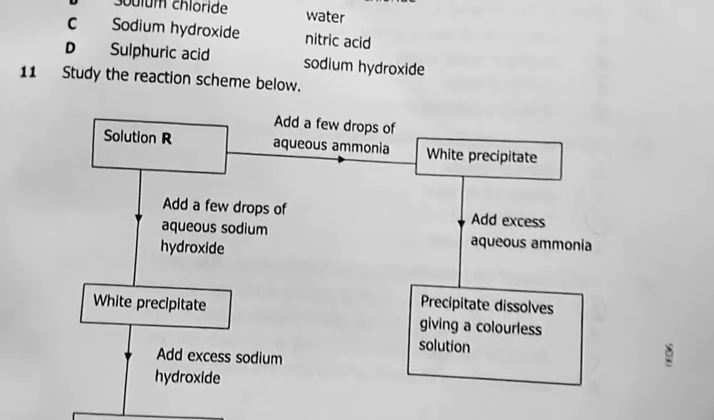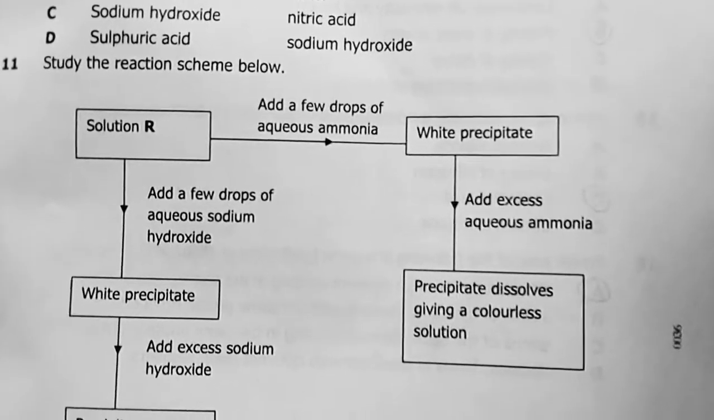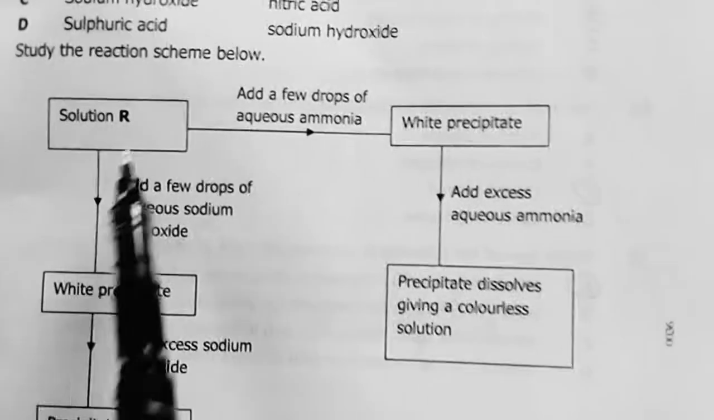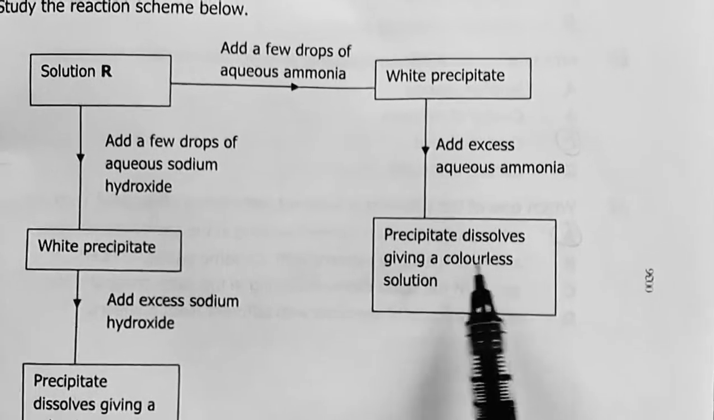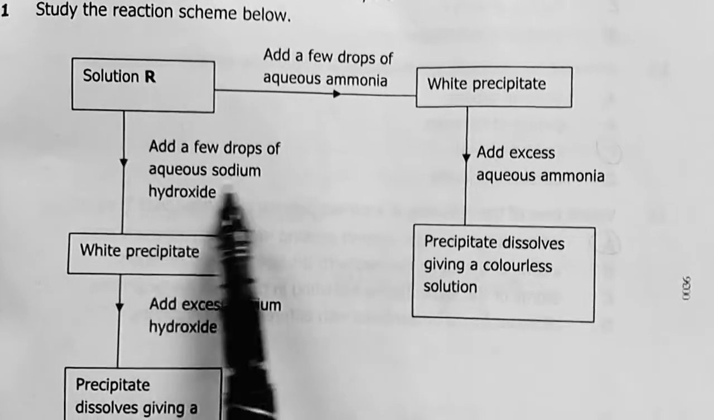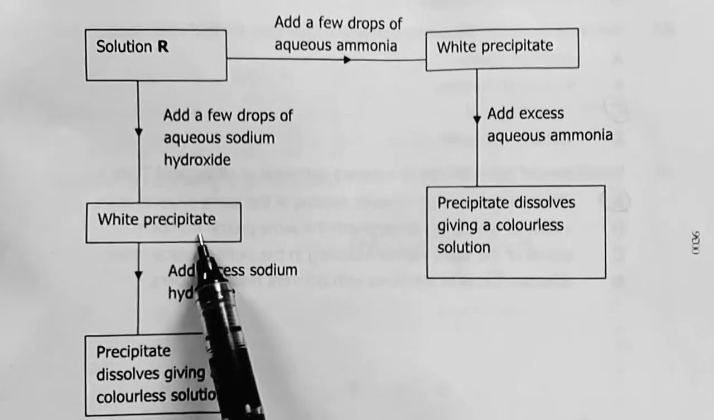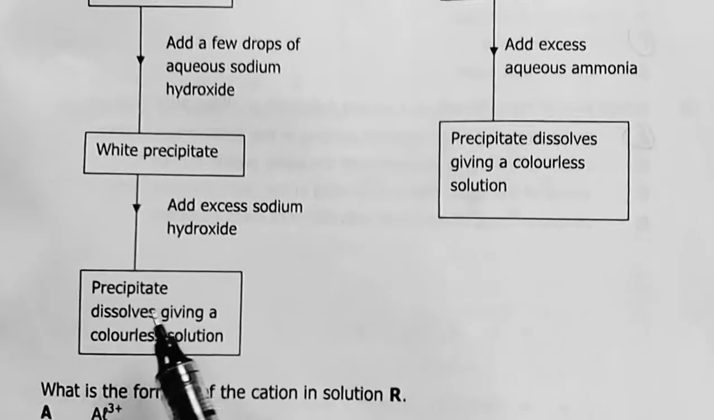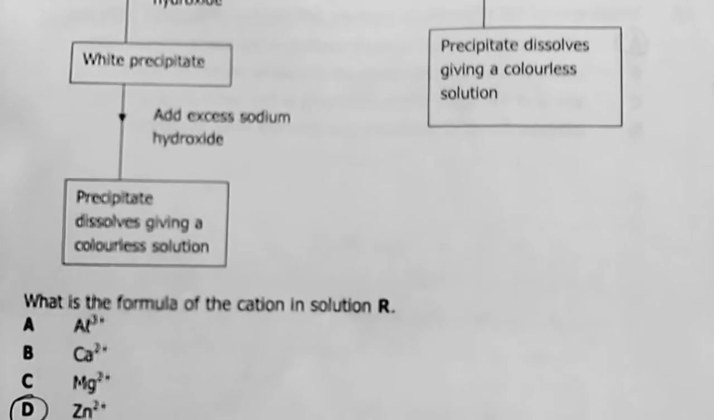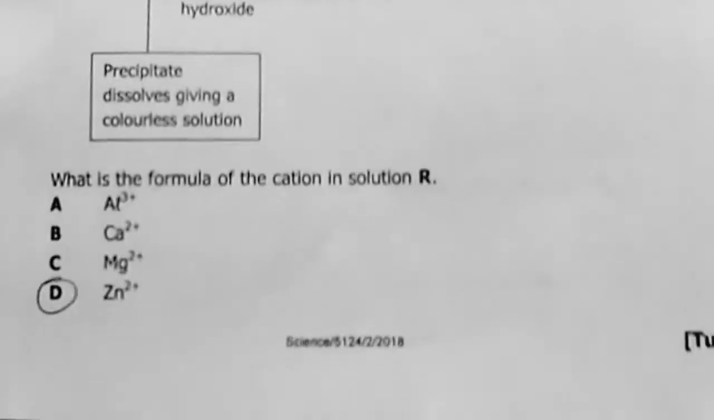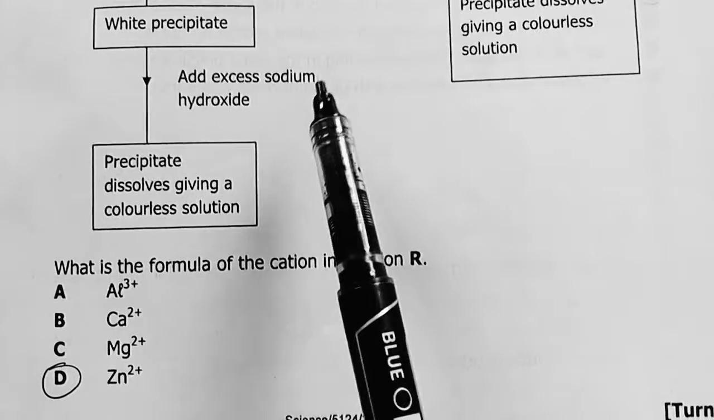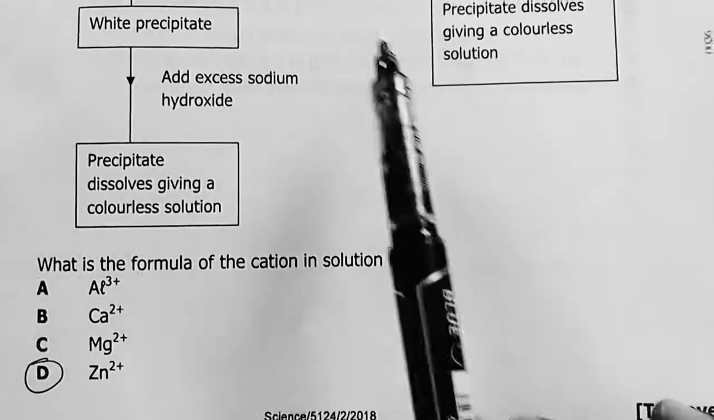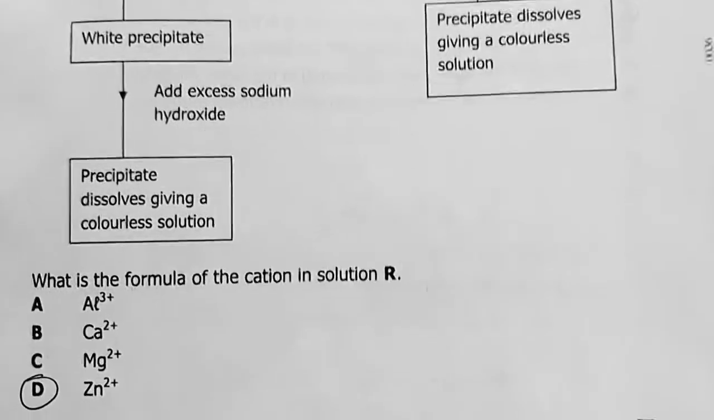Number 11 there, study the reaction scheme below. For solution R, add ammonia, white precipitate, add more ammonia, precipitate dissolves. So it's the same solution R, add sodium hydroxide, precipitate is formed, which is white, add excess, precipitate dissolves. This comes from your topic of qualitative analysis, identity test of cations and anions. Therefore here, my answer comes out as zinc. Zinc is the one that would behave like this if it was tested using these 2 reagents of sodium hydroxide and ammonia.